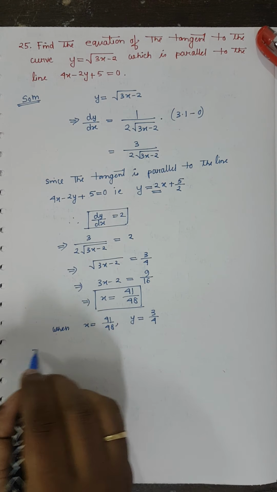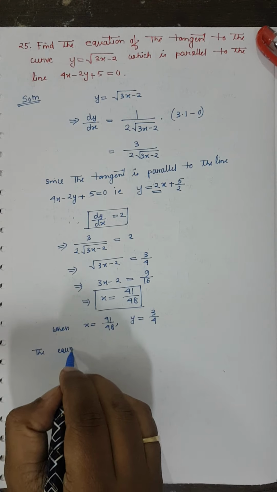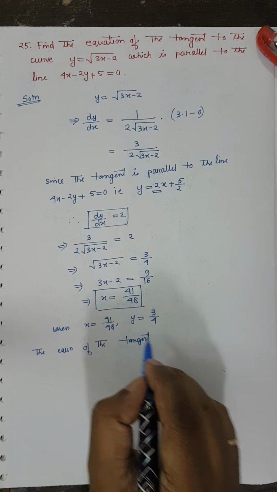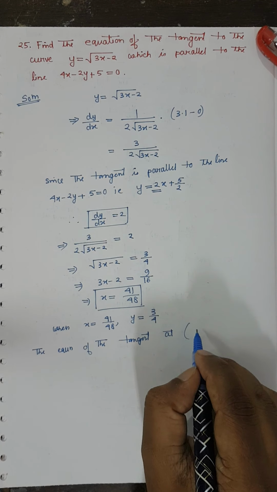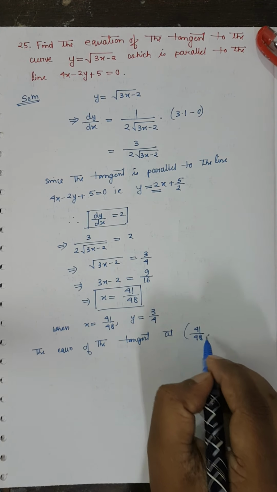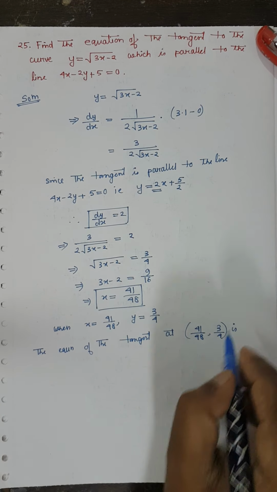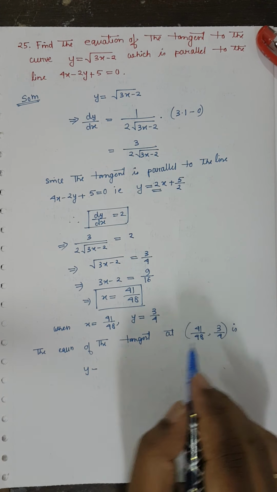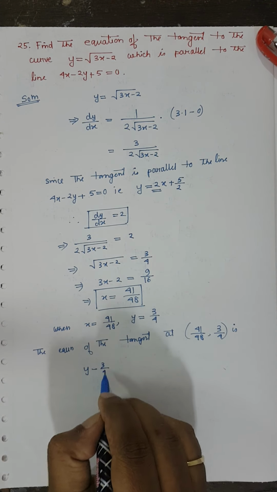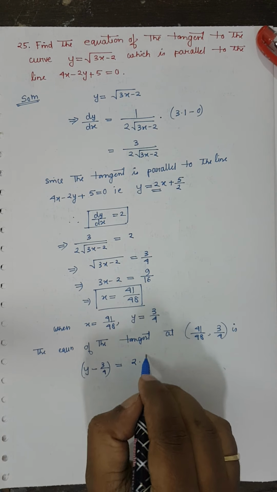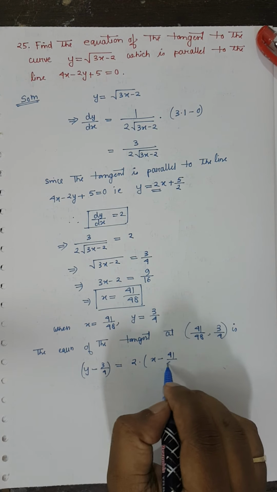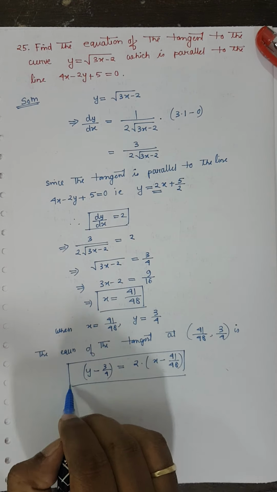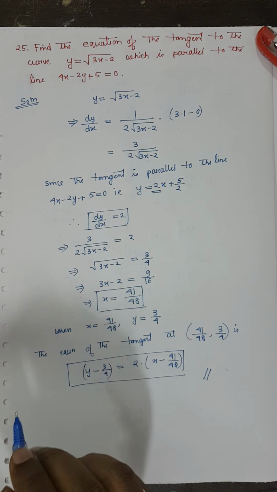Okay. Now the equation of the tangent at the point (41/48, 3/4) is, see, the points are 41/48 and 3/4. So y − y₀, its slope is 2, into (x − 41/48). If you simplify it, you will get the required result. This is question number 25.